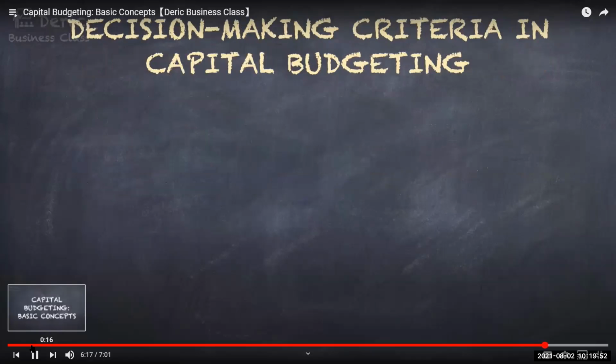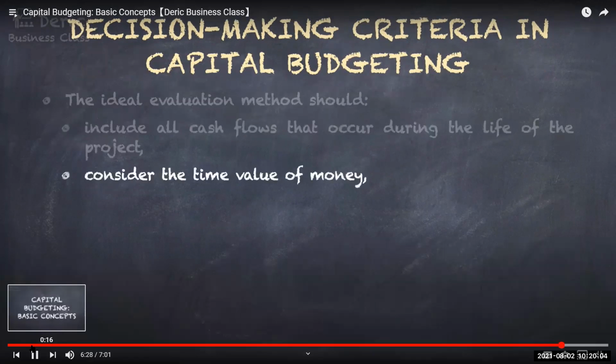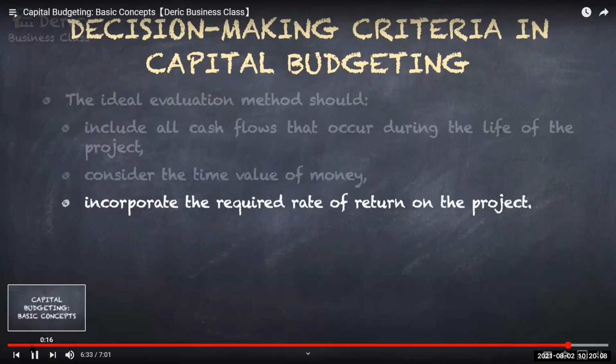Decision-making criteria and capital budgeting. The ideal evaluation method should include all cash flows that occur during the life of the project. Take note, all cash flows. Consider the time value of money, which means the timing of cash flows. Incorporate the required rate of return on the project. In short, required return is the minimum return that companies should earn. We are not going to accept any project that has a return which is lower than the required return.